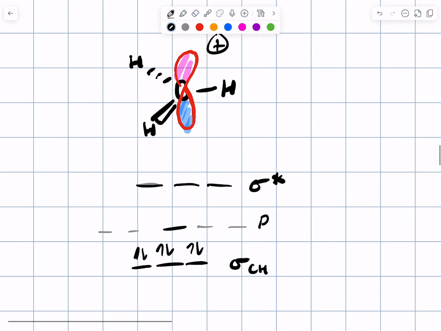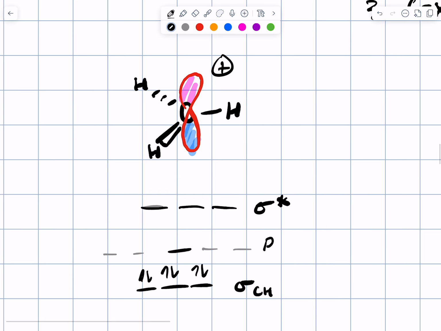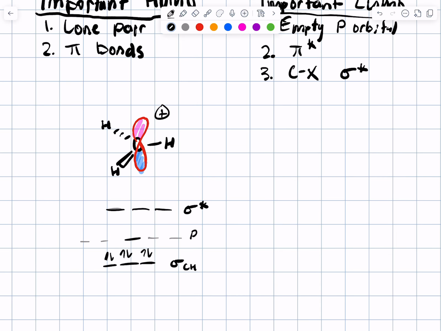All right. So that's one example of an empty p orbital that we will see plenty of. We're going to see this all the time in some coming chapters. Now, if we wanted to do some chemistry with this, all we need essentially is a molecule or an atom that has an orbital that wants to attack that empty p orbital. So one such example that we will see is chloride. So just Cl minus.